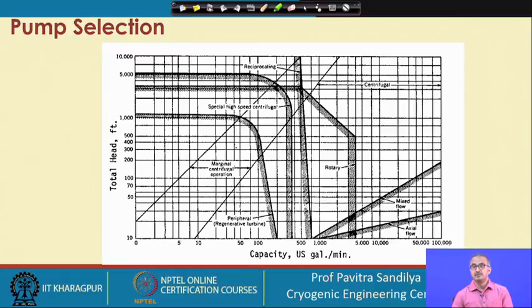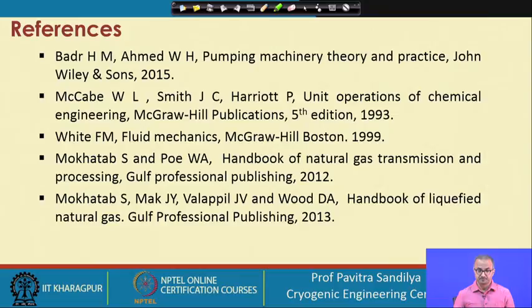Similarly, the manufacturers will give us different types of this kind of charts from which we shall be able to select the appropriate pump for a given application. And these are some of the books which you can refer to for more detailing and explanation about the pumps.